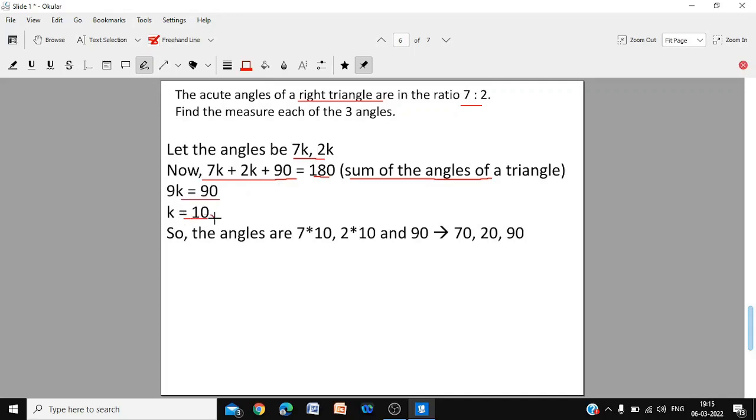But this is not the answer. K is 10 is not the answer. The angles are 7K and 2K. So if K is 10, 7 into 10, 70. And 2K, 2 into 10, 20. And the third angle, obviously, will be 90 degree. So the answer would be 70, 20, 90. The value of the angle 7K, 7 into 10, 70, 2K, 2 into 10, 20, and the third angle 90 degree because it is a right angle triangle. So the answer should be 70, 20, 90.